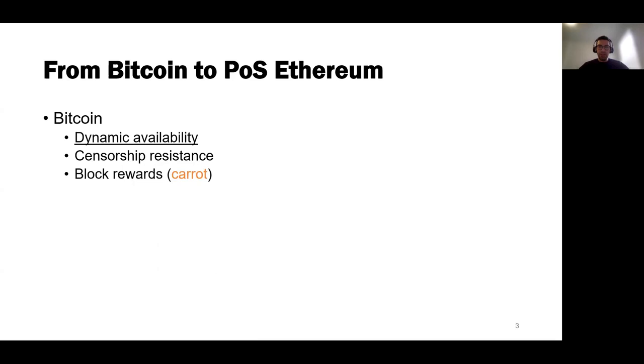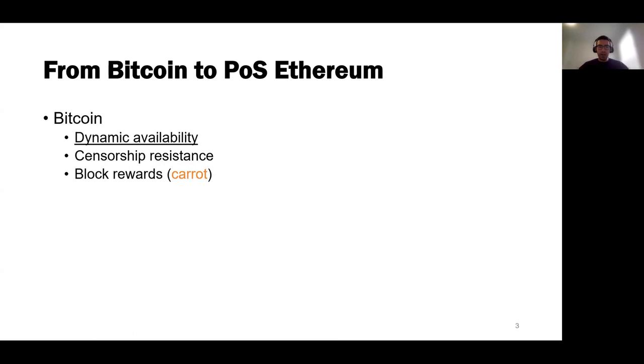Another feature of the internet setting is the fact that the protocol participants are no longer just simple computers, but rather economic agents. These agents seek to maximize their profits. Thus, to align their incentives with those of the protocol, Bitcoin introduced block rewards.